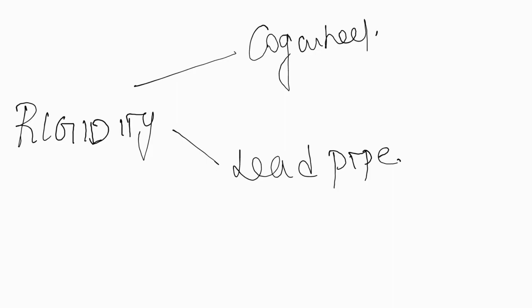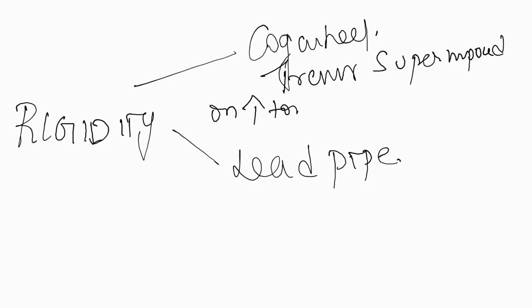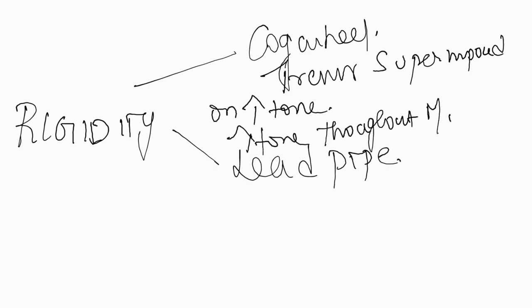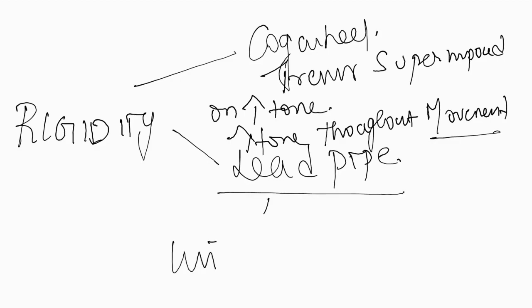In rigidity, there will be a tremor superimposed on hypertonia. There will be increased tone throughout the movement. I'll show you some of the videos of Parkinson's patients when we come to that topic, and I'll elicit and show you what exactly it is. Then there is the lead pipe. In lead pipe, you will get a uniform increase in tone.